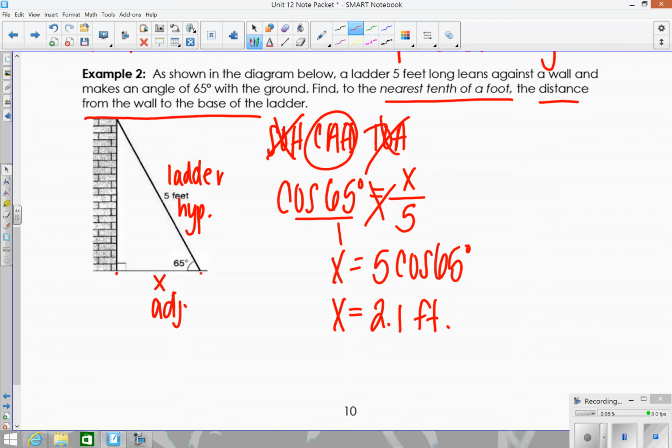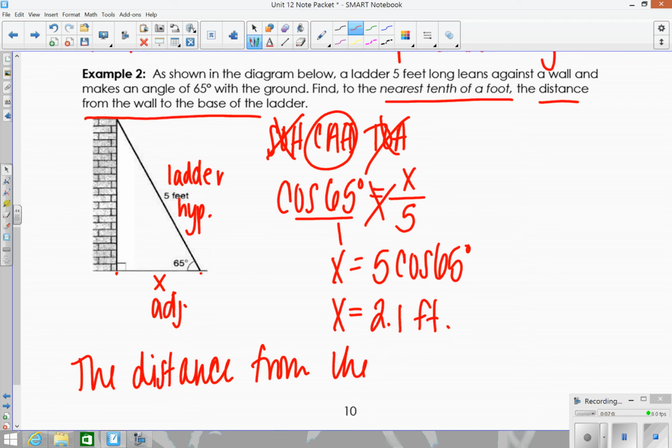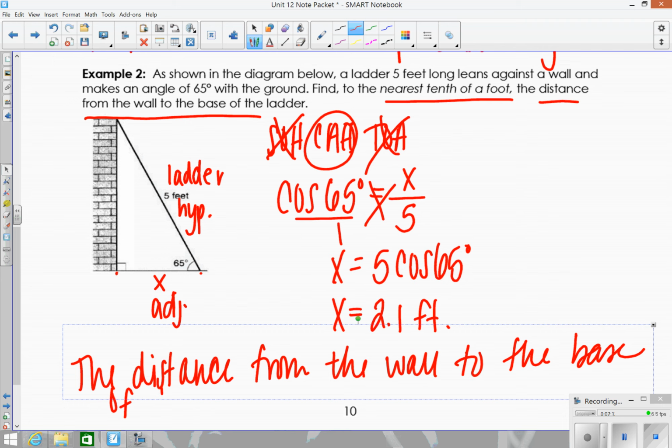So to answer the question, the distance from the wall to the base of the ladder is 2.1 feet. So notice I'm always making sure that I write some kind of sentence at the end that really is answering the question. All right, so let's try a couple more of these examples.